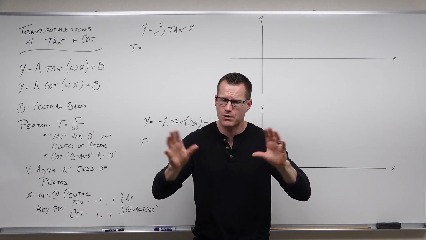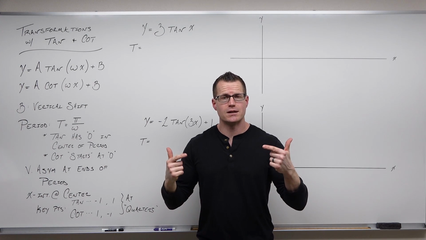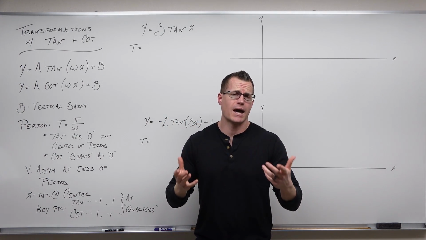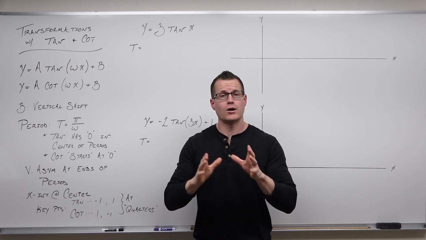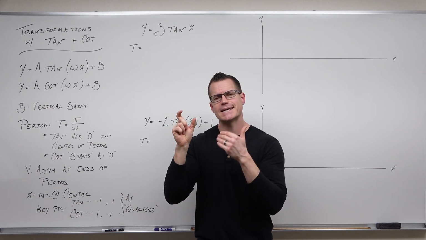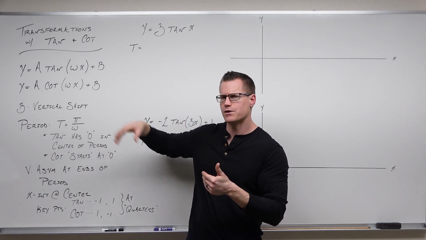So here's the whole idea of what we're going to do. We're first going to identify any vertical shift that we have, if we have one. We're then going to take a look at our period based on pi and cut it, if we have to, by whatever the coefficient of x is.